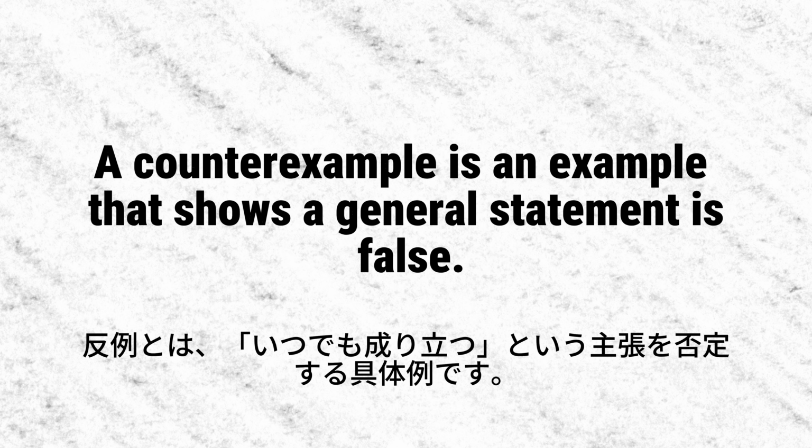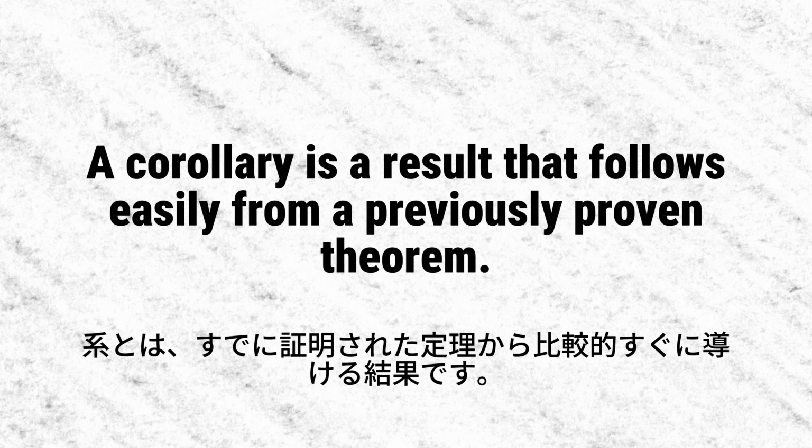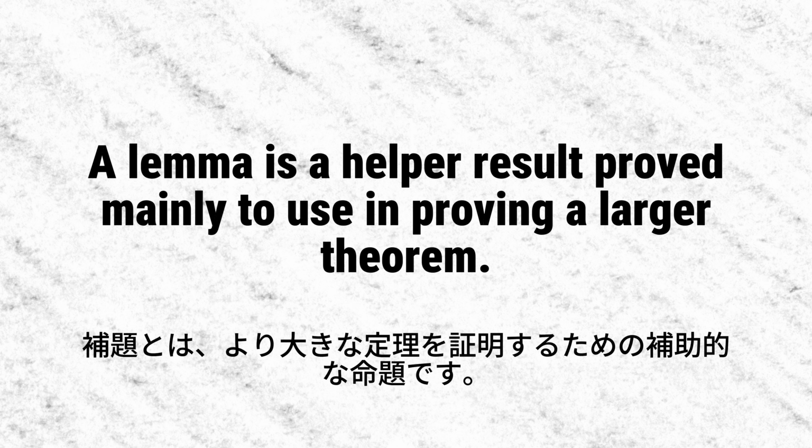A counterexample is an example that shows a general statement as false. A contradiction is a situation where two statements cannot both be true at the same time. A corollary is a result that follows easily from a previously proven theorem. A lemma is a helper result proved mainly to use in proving a larger theorem.